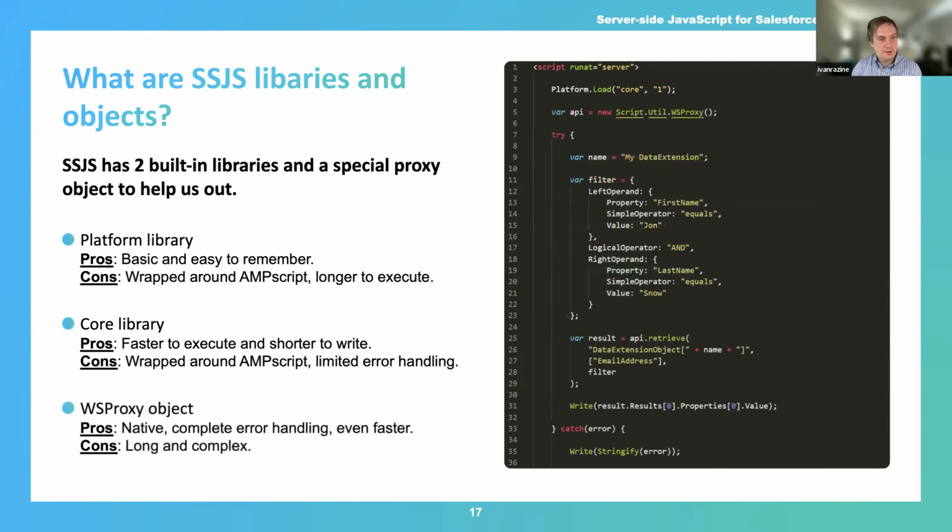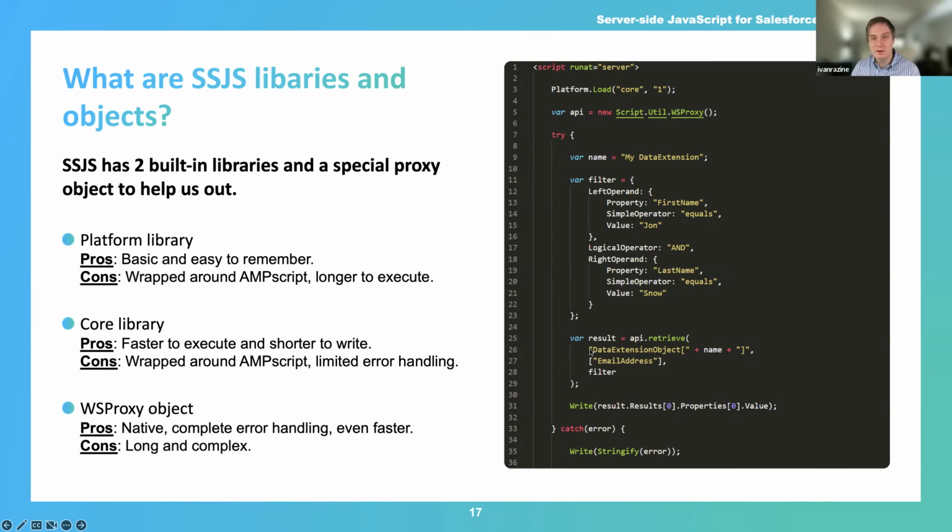And then the last one, the special proxy object as I call it, is the WSProxy. You call it like this. If you look at line 5, I call the variable api. So you call this object and you put it in a variable, and then you use that variable to access its functions. For example, I have a retrieve function. It works in this manner.